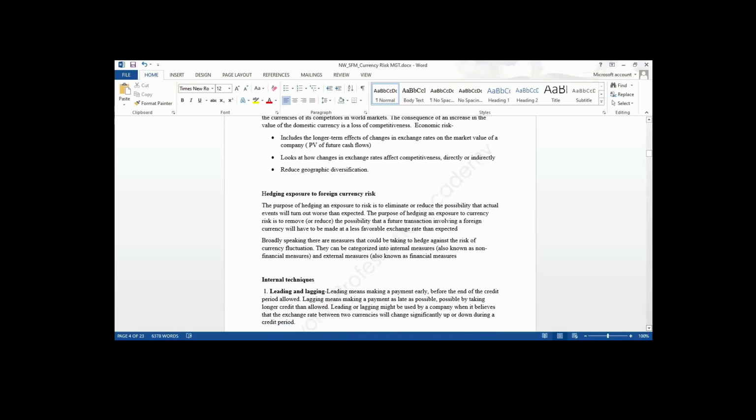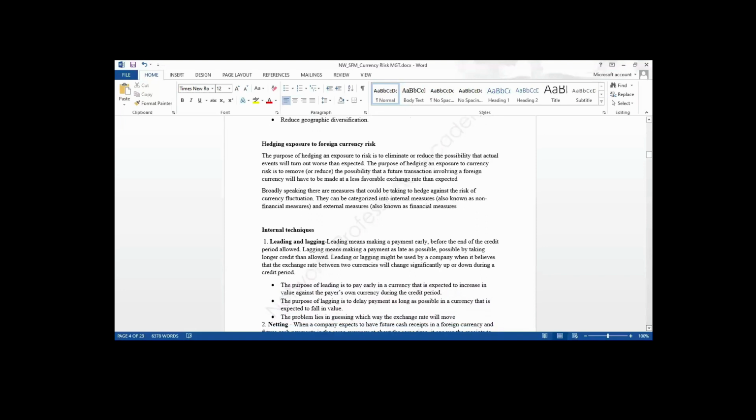There are two measures. We have the internal measures, the internal techniques, also known as non-financial methods. There was a particular diet the examiner says, explain the non-financial measures of protecting companies against foreign currency risk. Look at the measures: leading and lagging.